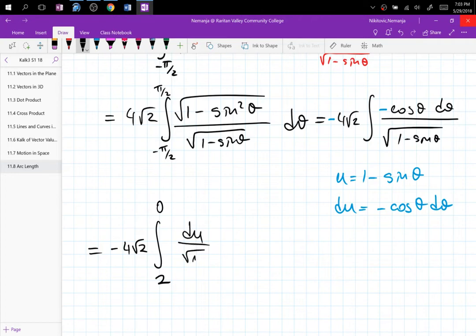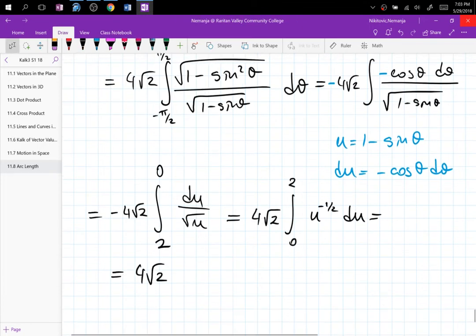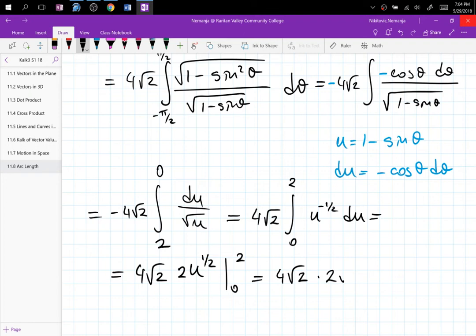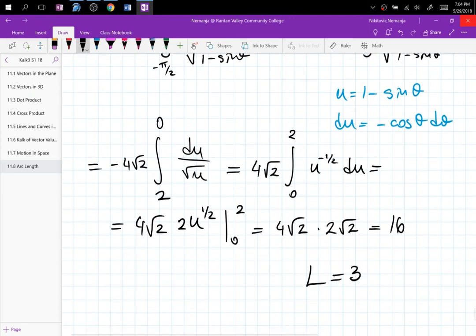So du over root u. Now, we swap these, and we lose the negative, and then this becomes u to the negative 1/2 du, and now we can integrate. So 4 root 2 times u to the positive 1/2 with a 2 in front, from 0 to 2. That's 4 root 2 times 2 root 2 minus 0. So altogether 16. And now double that, it's 32.